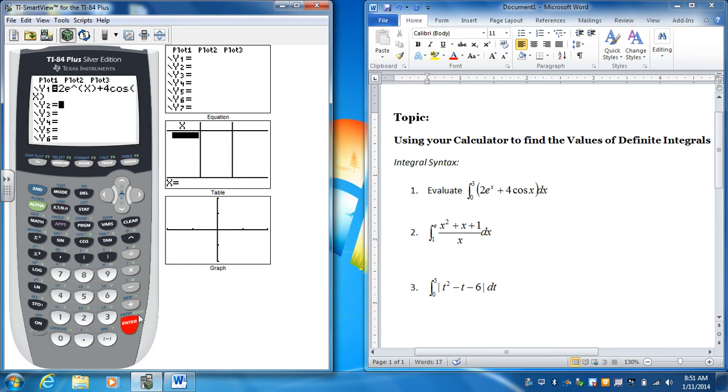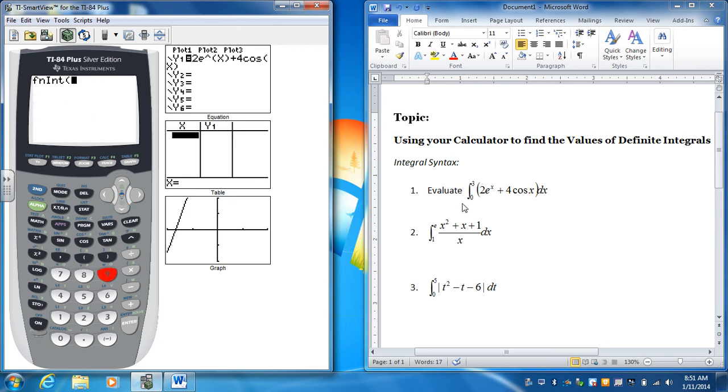Go ahead and hit enter. Then go back to your home screen. So hit second, quit. And then you want to pull up the math menu. And then right underneath the derivative, the ninth option down is going to be integrate. So function integral is what you want to select. So you go ahead and hit 9.